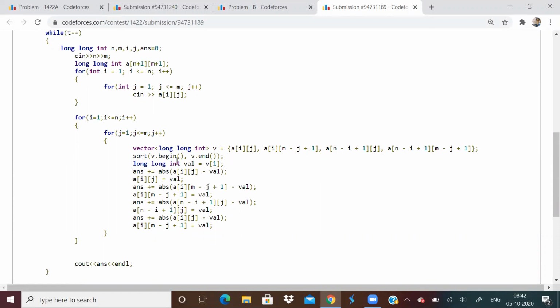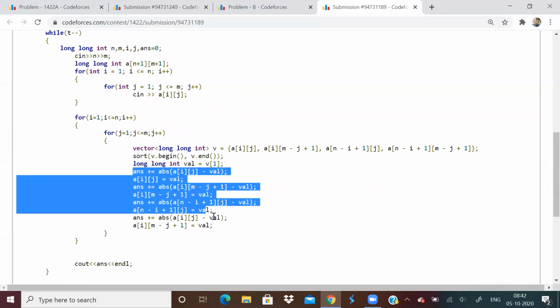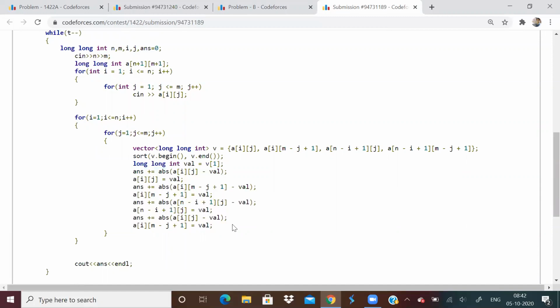Sort this and just perform this operation. That means every time you are changing an element of the matrix to val. Val will be the first element of the sorted vector. That will give us the most optimal answer. This is how you solve the palindrome matrix.